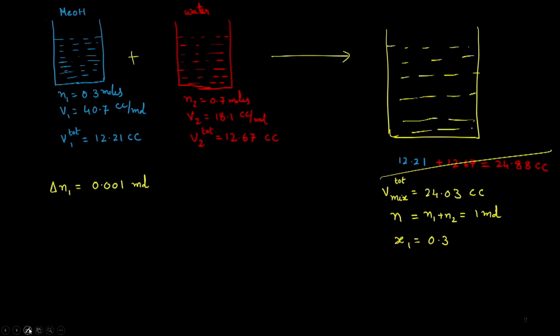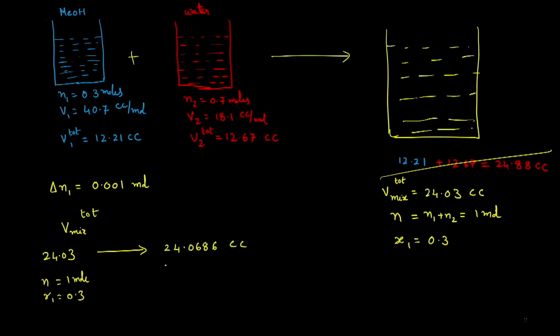So it turns out V total, when I add this additional number of moles, this V total would go from 24.03 cc, where the total mixture is N equal to 1 mole, X1 is 0.3, to 24.0686 cc's.